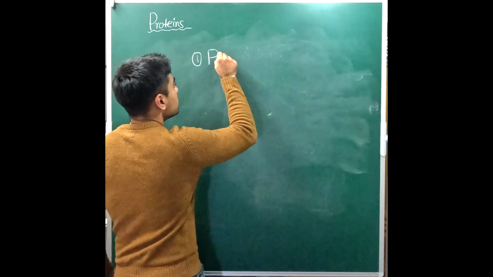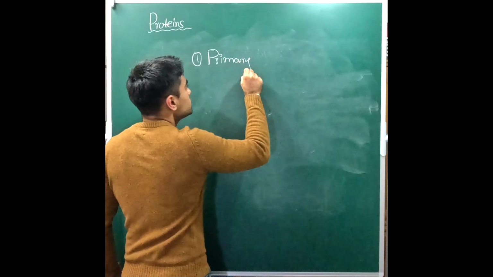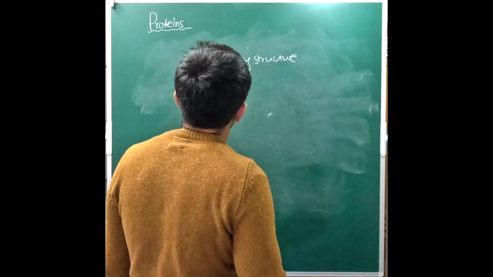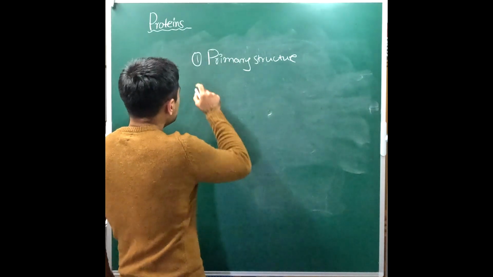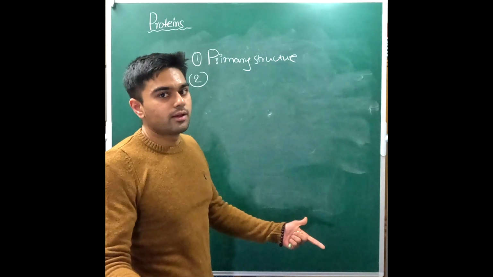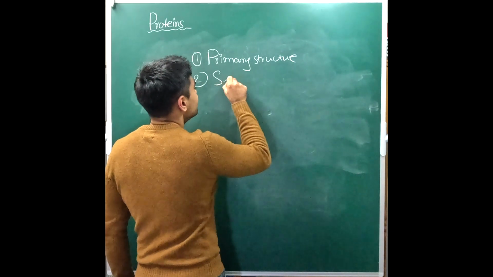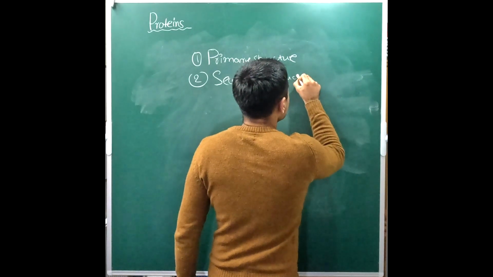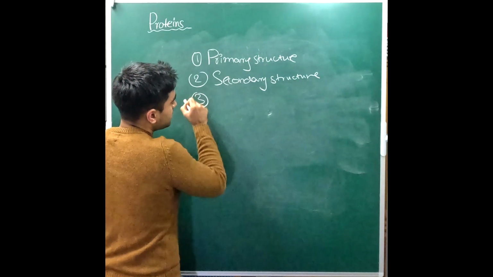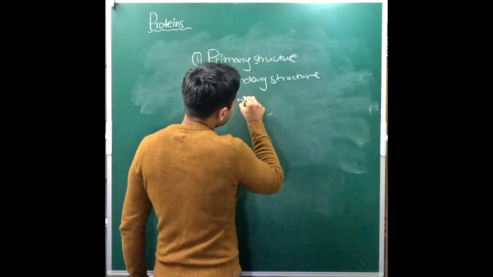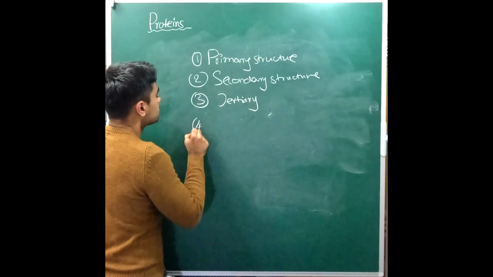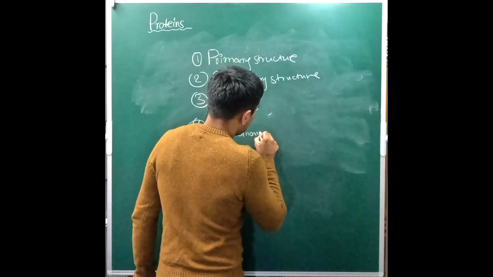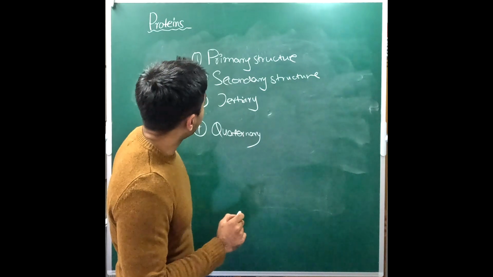Oh my god. Primary structure. Primary structure of a protein. Lovely. Number 2. Yeah, secondary. Secondary structure. Number 3. I'm sure you guessed it. It's tertiary. Number 4. Believe it or not, it's quaternary. God, I love this.